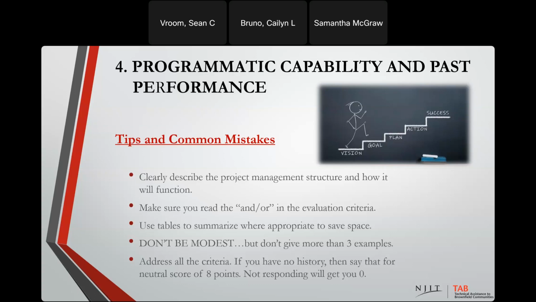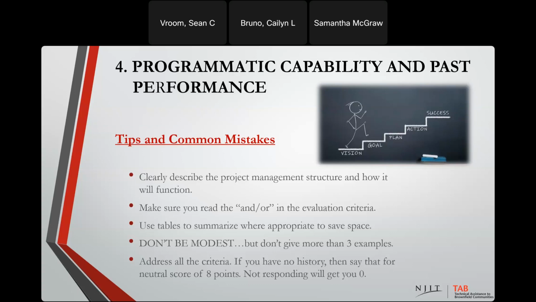Don't skip it. Again, you want to use tables to summarize information where appropriate. It does help save space. And then, you don't want to be modest, again, about your experience. You want to make sure that, again, you toot your horn, but you don't want to give more than 3 examples. That's what they're restricting you to. So you don't want to, again, overburden your reviewer. A happy reviewer is a generous reviewer. So make sure that you keep it within the quantity they're asking.